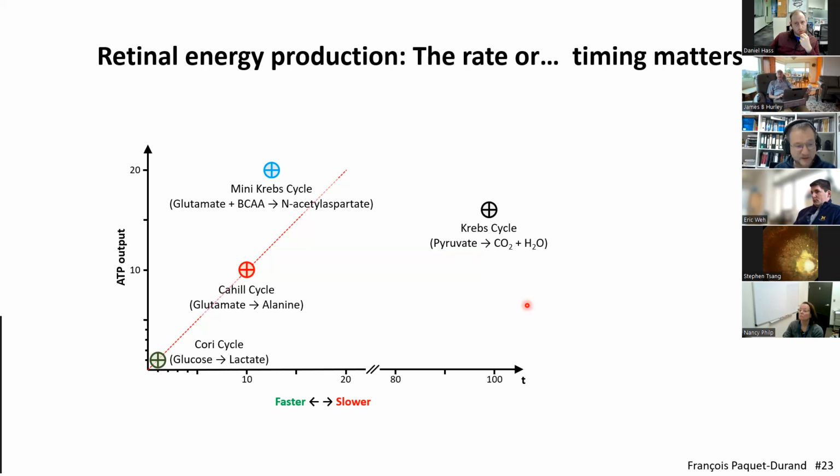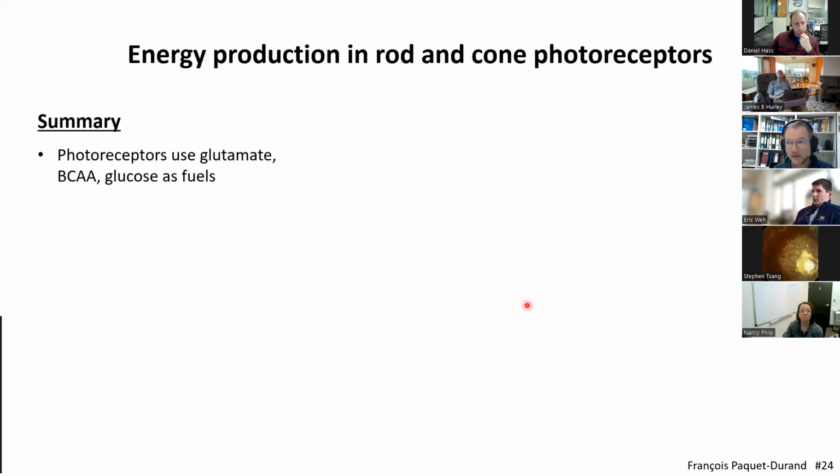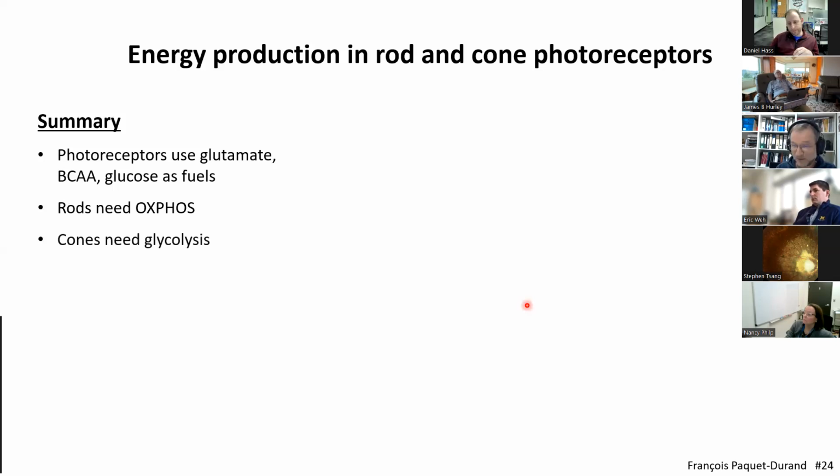And with that, I'm actually getting to my summary. So I would like to say that photoreceptors are very likely to use glutamate, branched chain amino acids, and glucose as their fuels. Our data indicates that rods need primarily oxidative phosphorylation. Cones are more likely to be dependent on glycolysis.